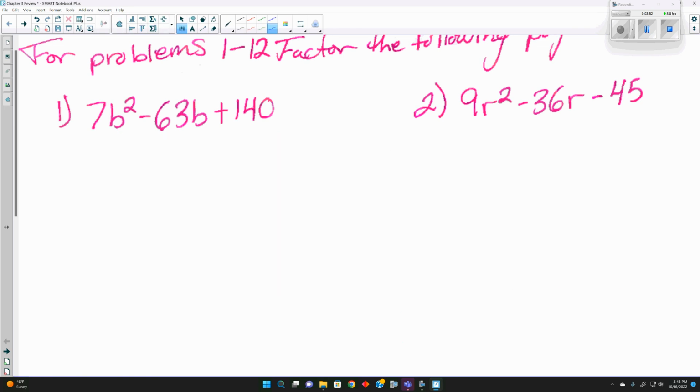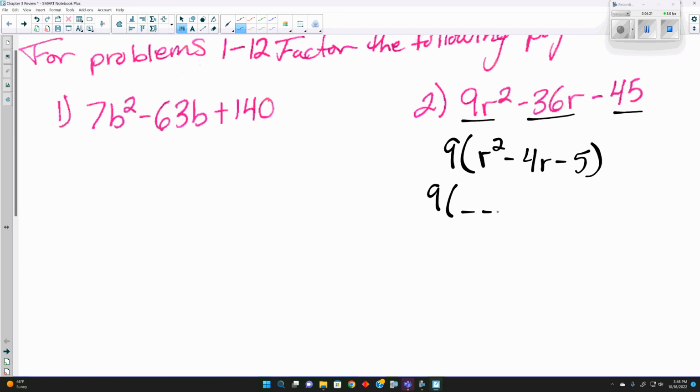Okay, we already saw that there. We'll go on to the second one. So we look at this here. Again, the first thing we're looking for is the greatest common factor. And between these three here, there is a greatest common factor of 9. If we factor 9 out of 9r squared, we're left with r squared. If we factor 9 out of 36, we're left with 4. And if we factor 9 out of 45, we're left with 5. So we get r squared minus 4r minus 5.